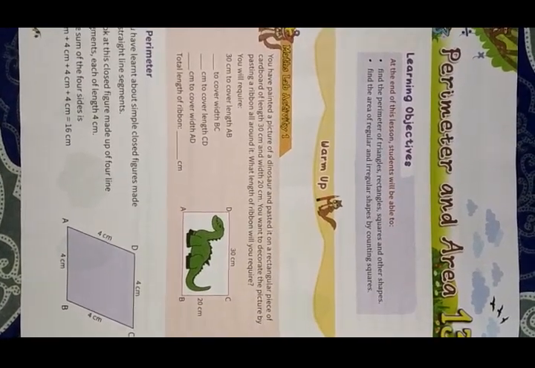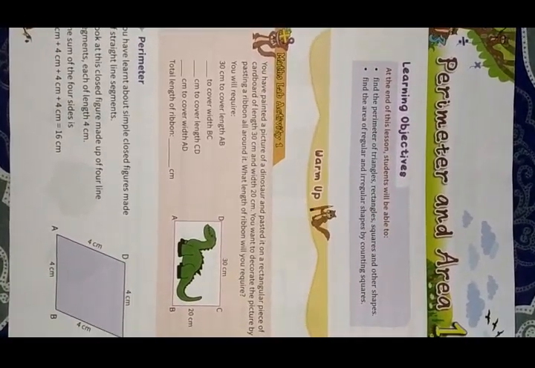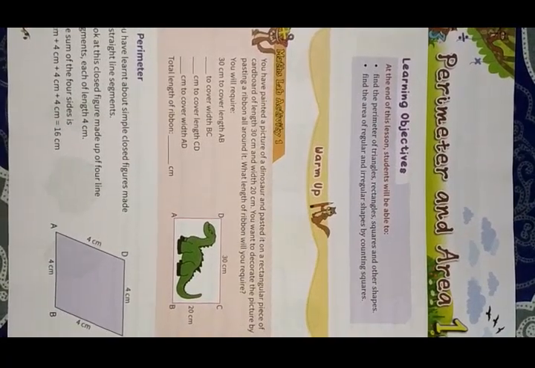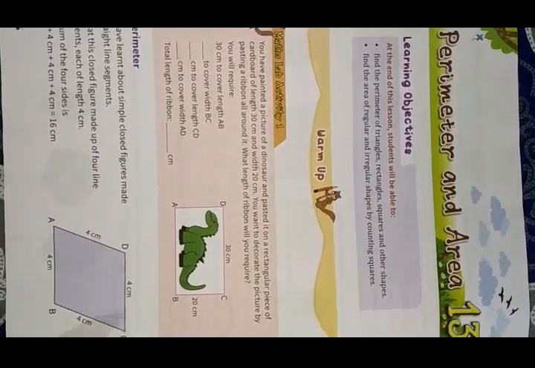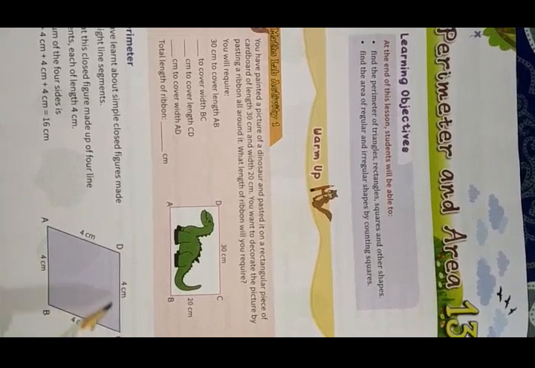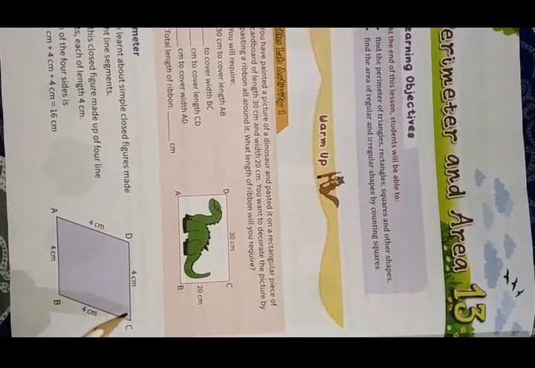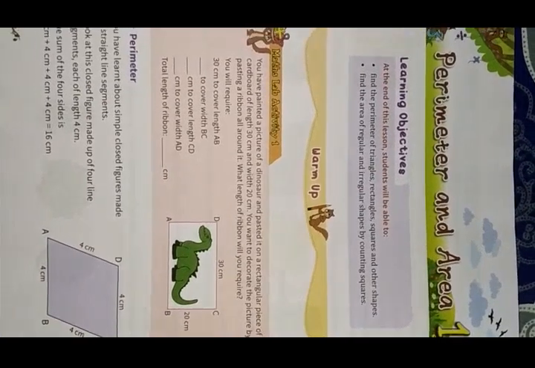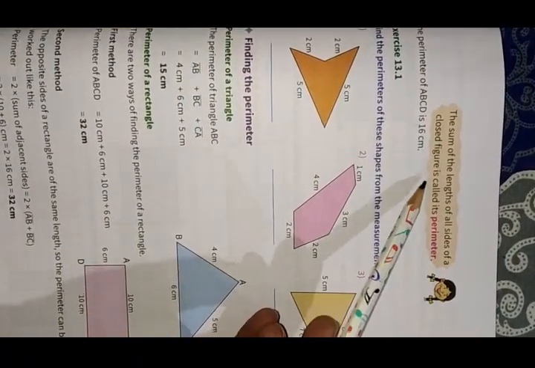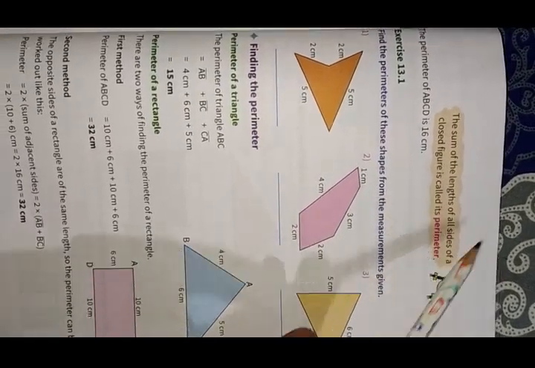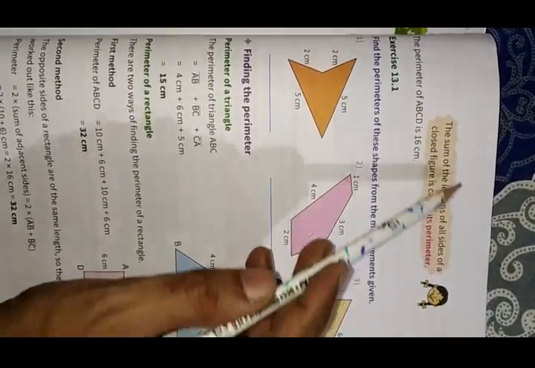Okay, first, what is perimeter? Perimeter is the length of the boundary of any closed figure. Suppose this is a closed figure and this is the boundary of this figure. So the total length of this boundary is called the perimeter of the figure. Or we can say that the sum of the lengths of all sides of a closed figure is called its perimeter. That will include all the boundary lengths.